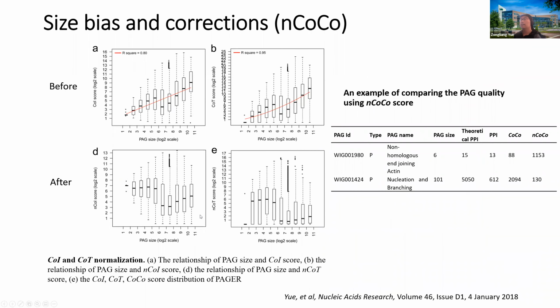In the second generation of the CoCo score, we have a normalization step here. Before normalization, we can see size bias as we increase the co-I along with a large size of the PAG. But after the normalization, we can see this has been normalized in the baseline. Same for the co-T, we also do this normalization, and therefore we can enable the comparison between large-size PAGs, and the CoCo score is increased a lot here for small sizes to remove the size bias.